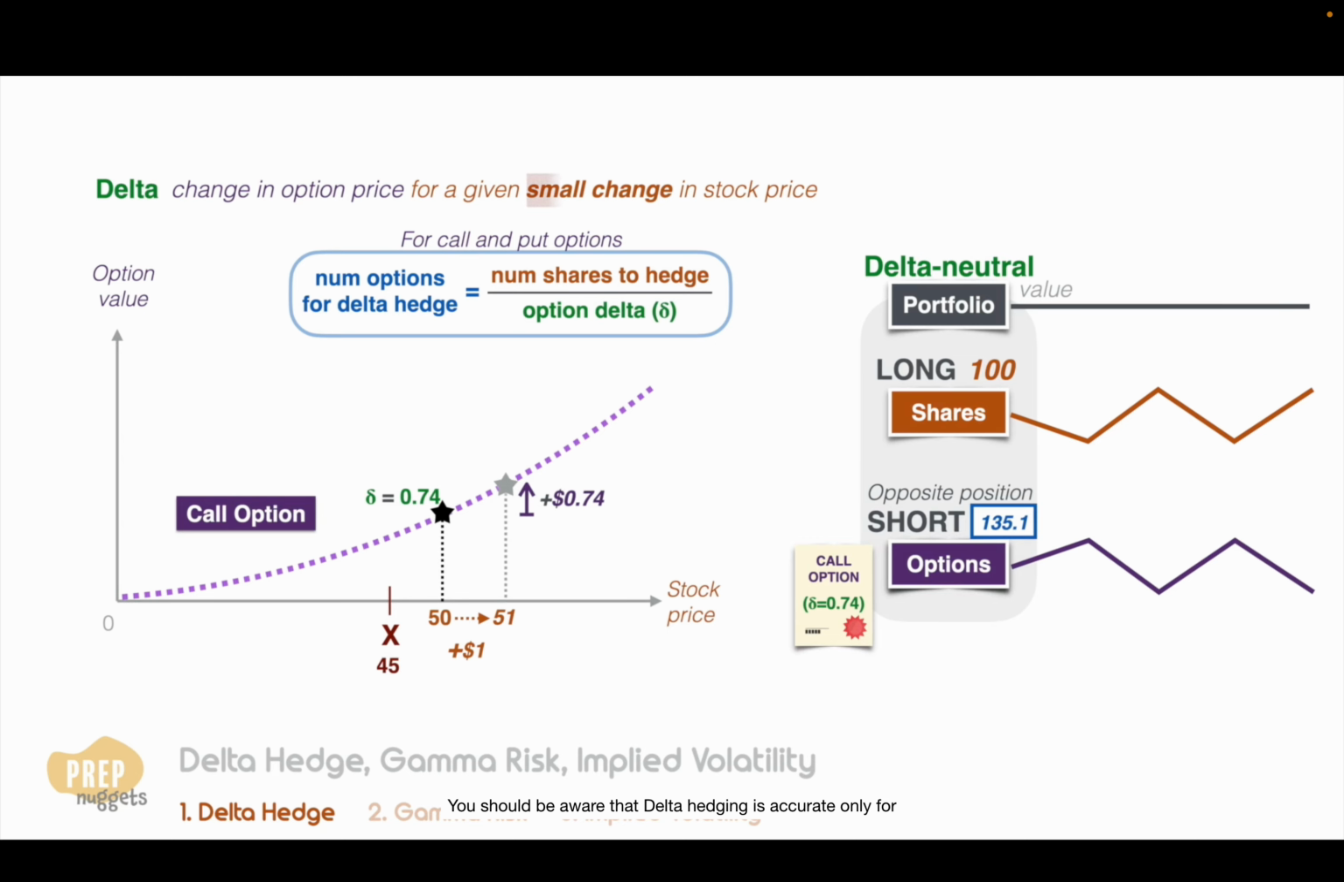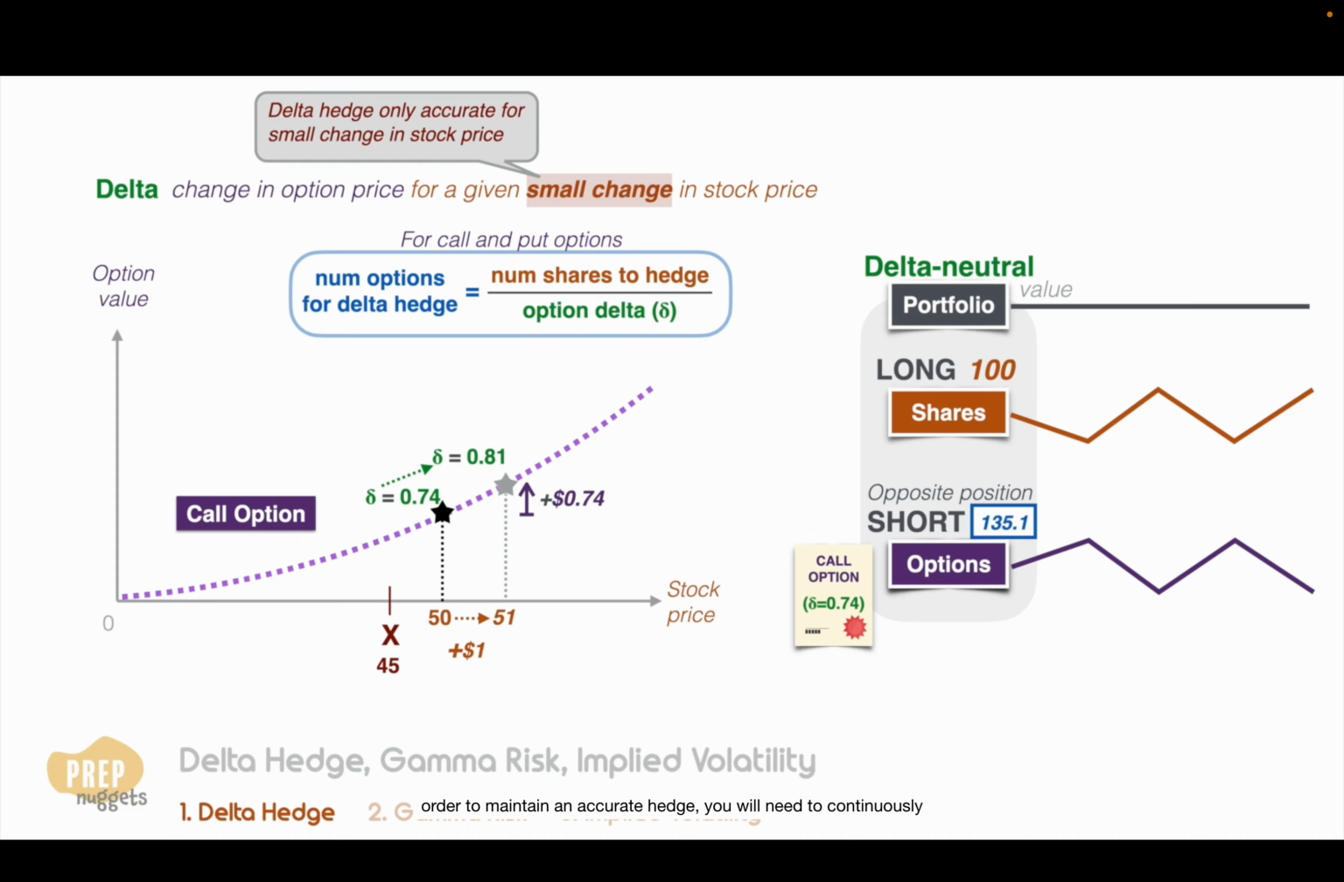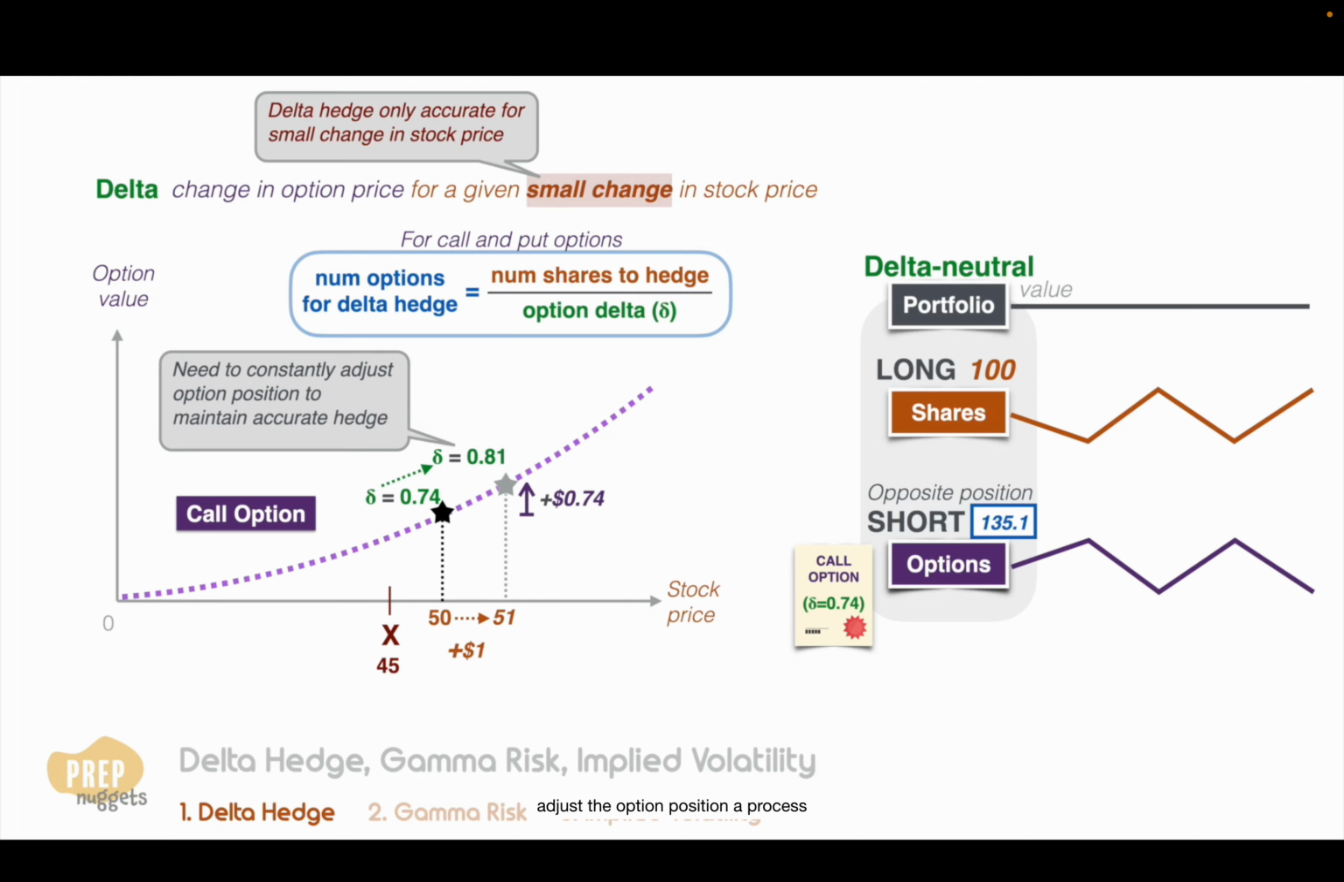You should be aware that delta hedging is accurate only for small changes in stock price. Delta changes as the stock price changes, so in order to maintain an accurate hedge, you will need to continuously adjust the option position, a process known as rebalancing. So for example, at $51, the delta of the stock increases to 0.81, the call position should be reduced to 123.5 contracts to maintain an accurate hedge.